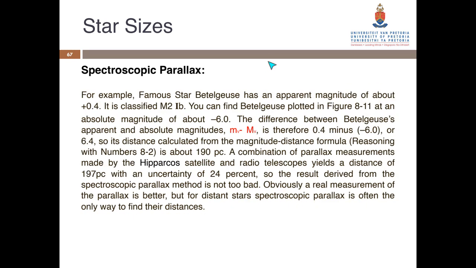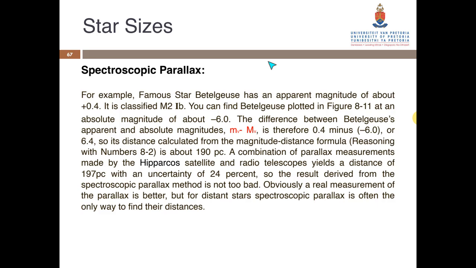For example, the famous star Betelgeuse has an apparent magnitude of about plus 0.4. It is classified as an M2 Ib star. So you can find Betelgeuse plotted in figure 18.11 at an absolute magnitude of minus 6. And the difference between Betelgeuse's apparent and absolute magnitudes is therefore 0.4 minus minus 6, or 6.4. So its distance is calculated from the magnitude distance formula. Reasoning with numbers, 8.2 is about 190 parsecs.